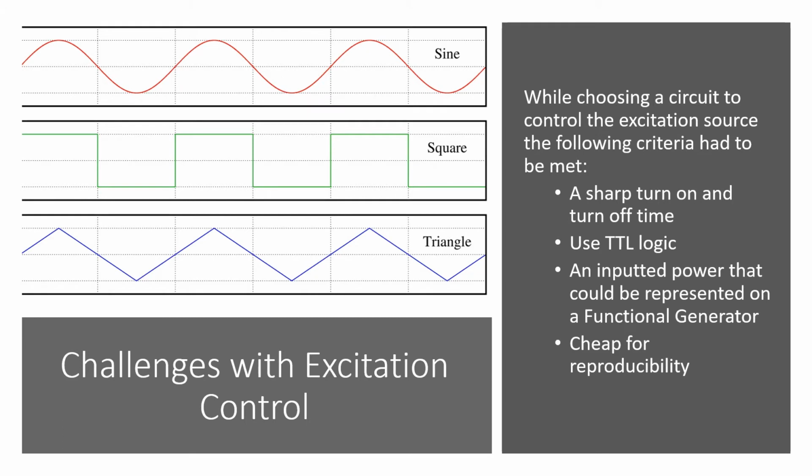So let's talk about challenges faced with excitation control. We were given a sharp turn on and turn off time requirement due to the nature of trying to capture such fast fluorescent lifetimes. We also had to use TTL logic to drive the signal. We had to use a function generator that could only go up to 3.3 volts peak to peak, which in our design calls for a 15 volt peak to peak signal. Thus, we had to amplify that signal off board and then run it into our test board.